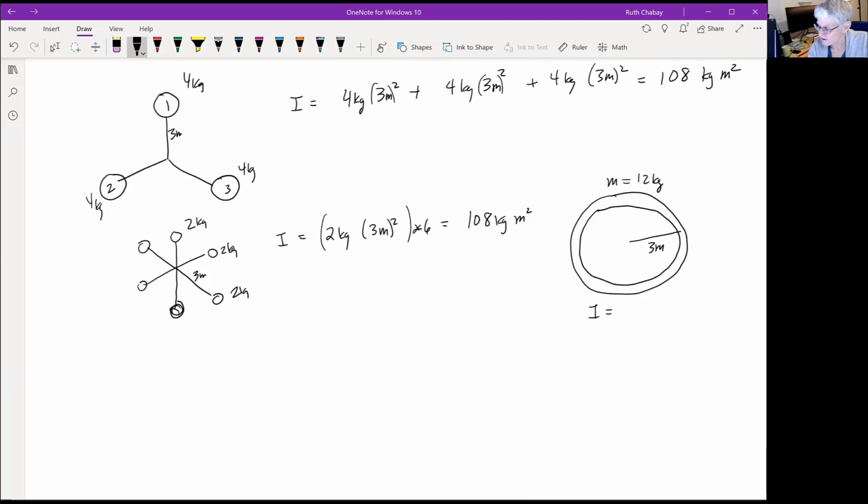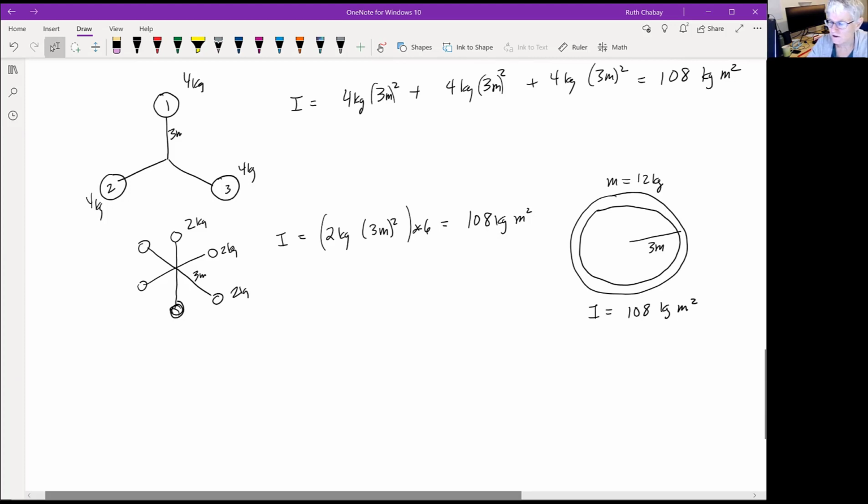Well, if we broke these, yep, you're exactly right. It's going to be 108 kilogram meters squared. It's just like taking these balls and breaking them up into smaller and smaller pieces and gluing them together to make a hoop. So you still get the same moment of inertia.